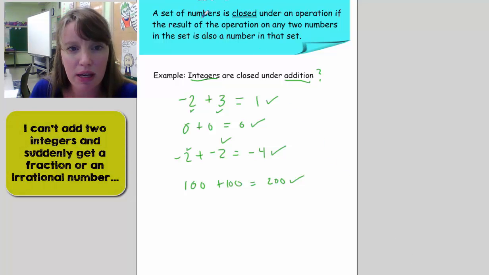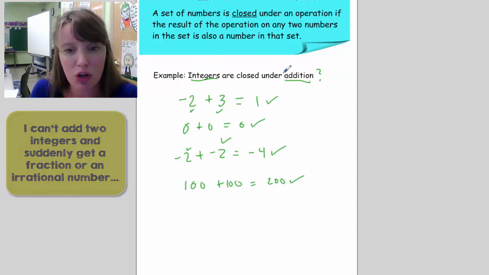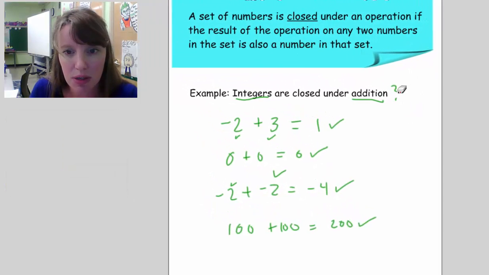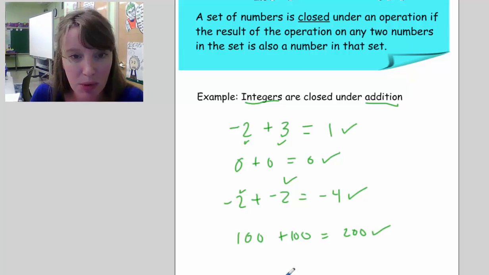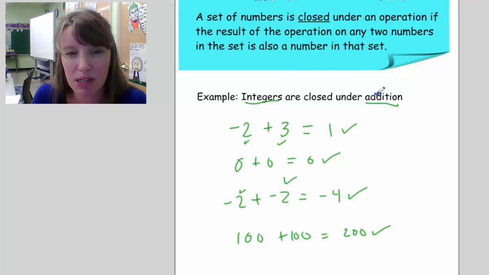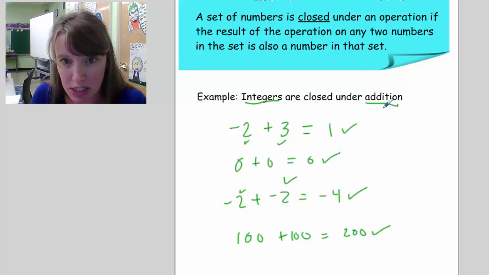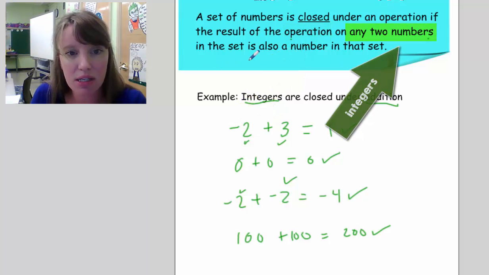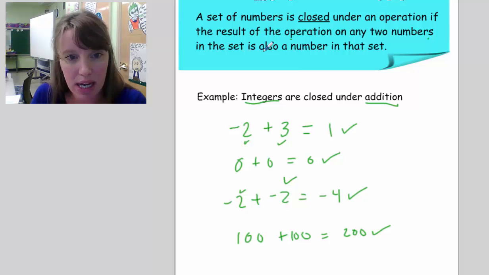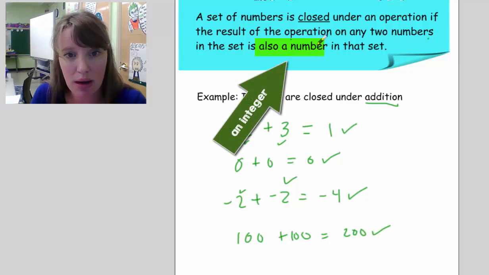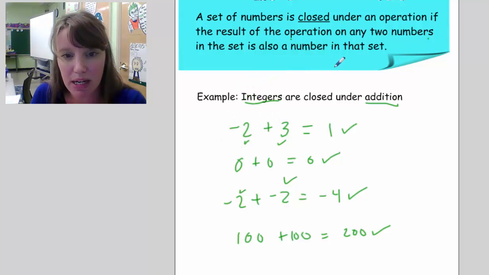So a set of numbers is closed under an operation. For us, integers are closed under addition. We no longer have to use this question mark. They're closed under addition because the result of addition on any two integers is also an integer. So I've taken the definition and made it a little bit more specific to our case here. Let's go over another example.